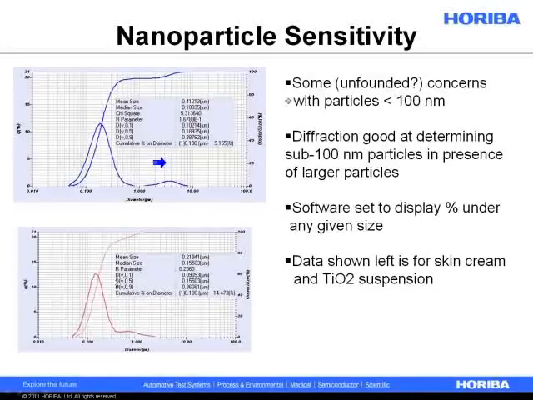In this specific example, we're looking at some cosmetic creams that have particles that are less than 100 nanometers. And there's some concern, there's always a little bit of concern. Are there any dangers for nanoparticles if you put it on your skin? Can it get into your bloodstream? I'm not commenting as to whether or not that's a real concern, but it's a measurement that some of our customers have made, and it's very much a diffraction-only application.